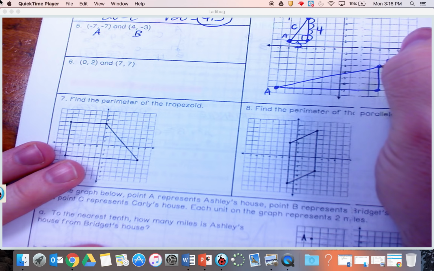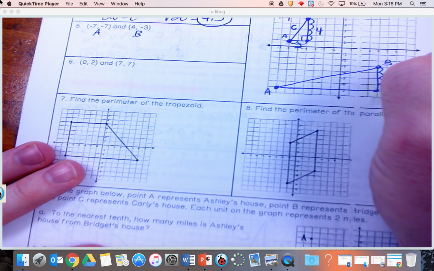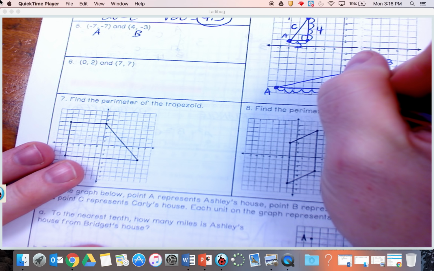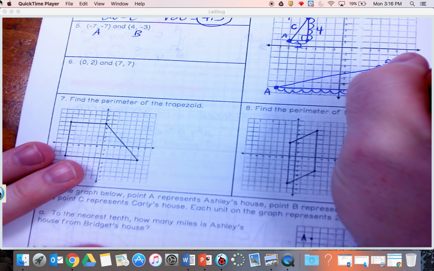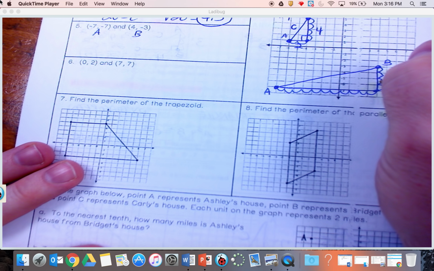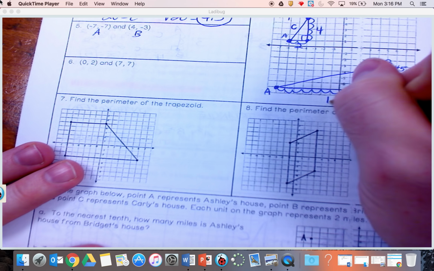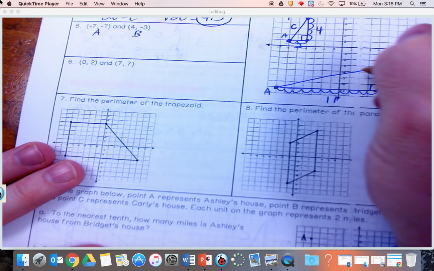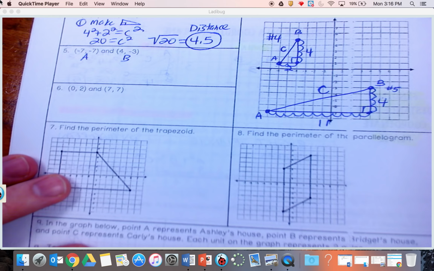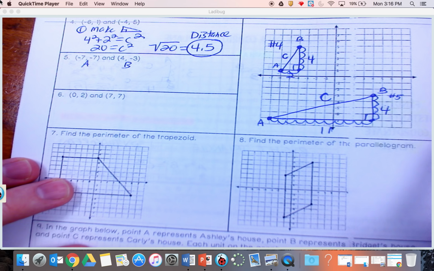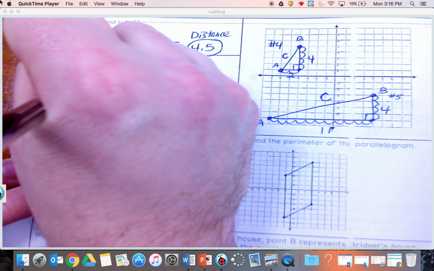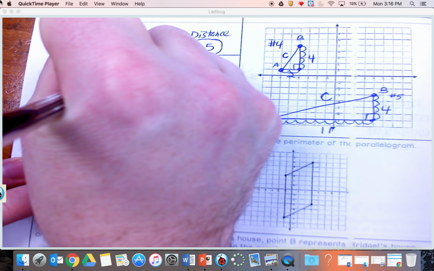So I just count them. 1, 2, 3, 4. And 1, 2, 3, 4, 5, 6, 7, 8, 9, 10, 11. So I've got 4 by 11. There's my right angle, so I'm looking for my hypotenuse. I follow my steps: I made my right triangle, found my hypotenuse, and I'm going to put it in my equation. A squared plus B squared equals C squared.